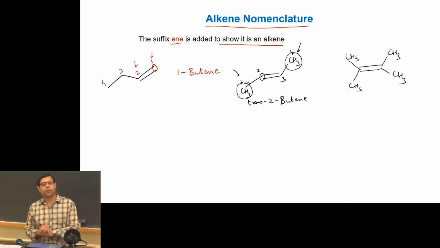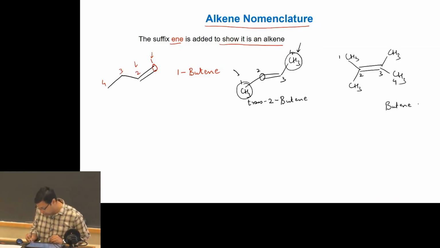Let's say I want to name this molecule. Again, let's figure out the longest chain. 1, 2, 3, 4. It's a 4-carbon chain. So again, you're looking at butene. The double bond is starting at carbon number 2. So this is 2-butene.